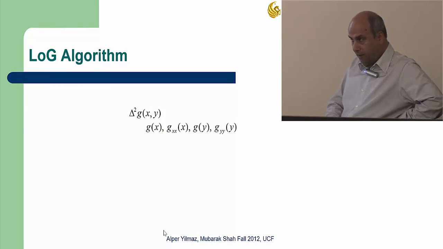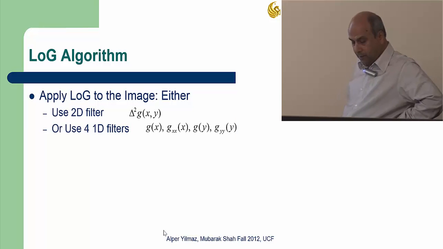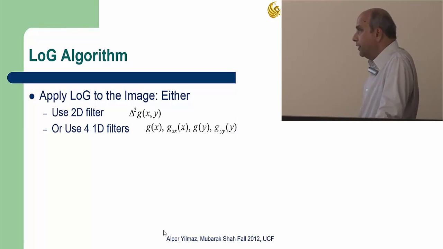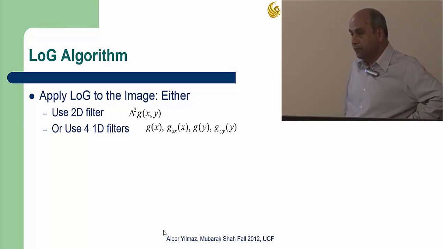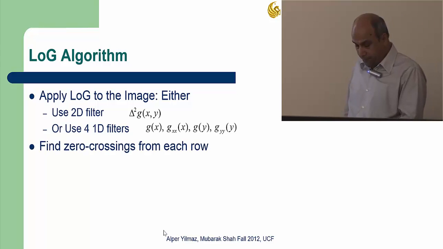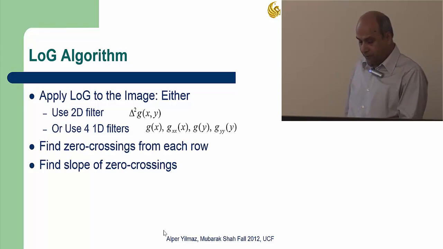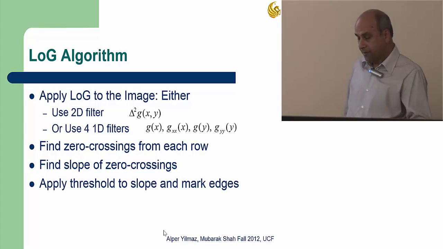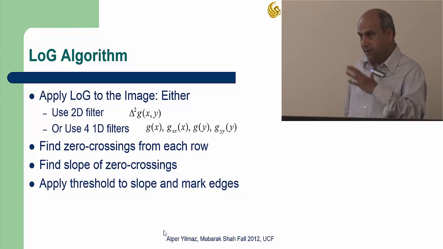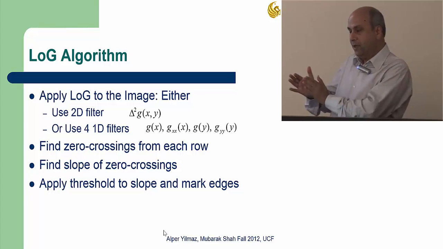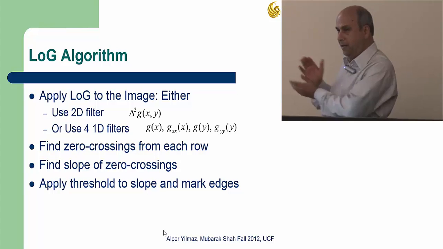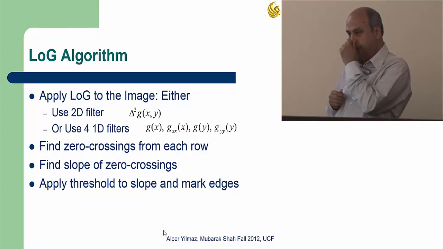So the Laplacian of Gaussian algorithm is that either you can use the 2D filter, just take the Laplacian of Gaussian filter and apply that, or use 4 1D filters as I just explained to you. Find the zero crossings from each row, find the slope of the zero crossings, apply a threshold to the slopes and mark the edges. So these are the steps in Laplacian of Gaussian. Again, you can see that there's always filtering, there's differentiation, and there's detection at the end. So these are the 3 kinds of steps in the edge detector.